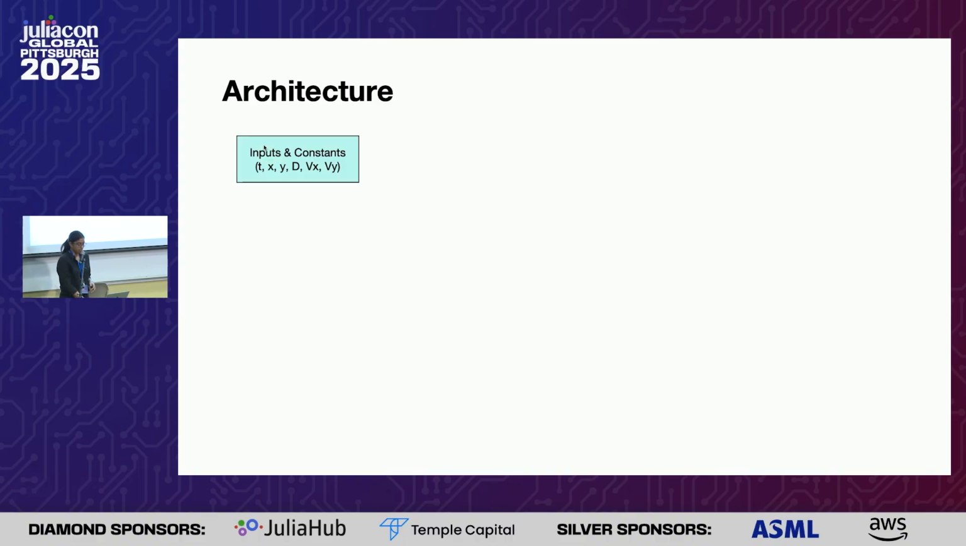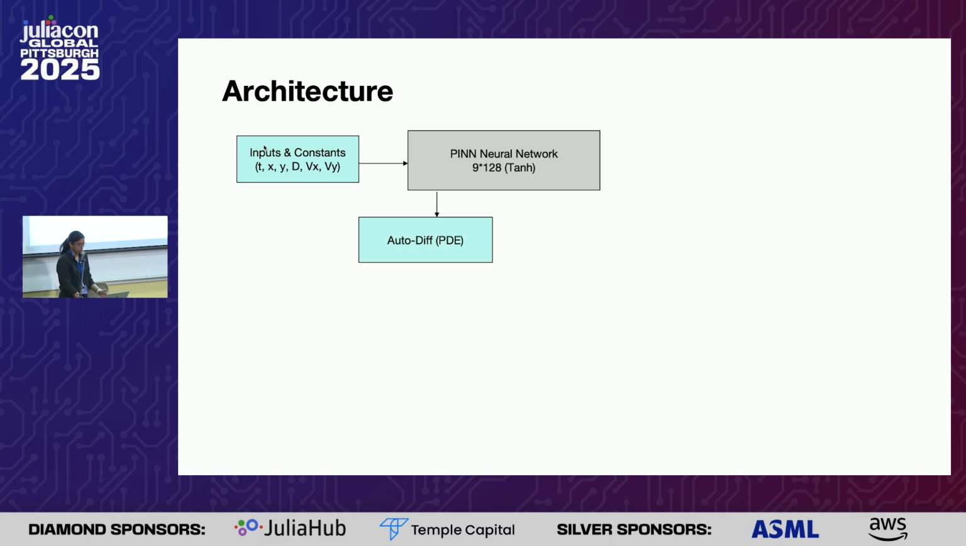We start with our inputs and constants. In our case, it's time, t, spatial coordinates, x and y, and physical parameters. These are directly fed into the physics-informed neural network, which in our case is a 9-layer, 128-neuron network with a tanh activation function. It processes these inputs and makes a prediction of the pollutant concentration at that point. This prediction is then evaluated by a composite loss function.